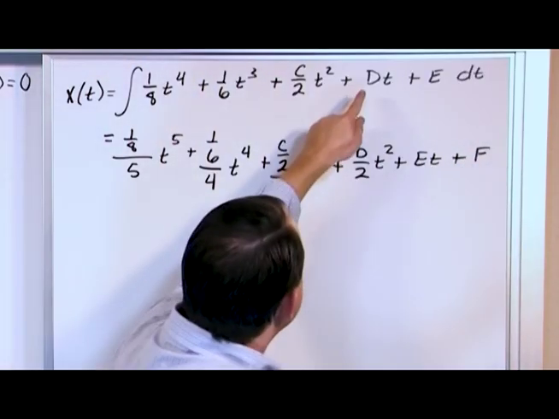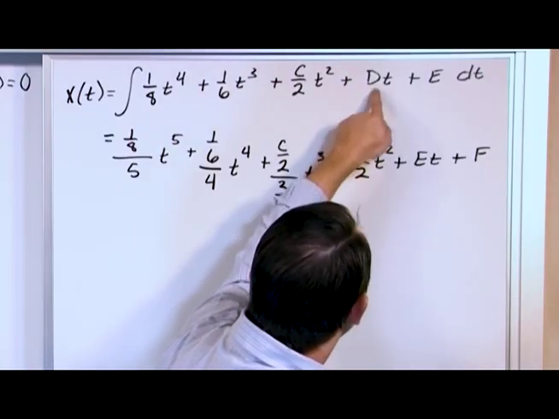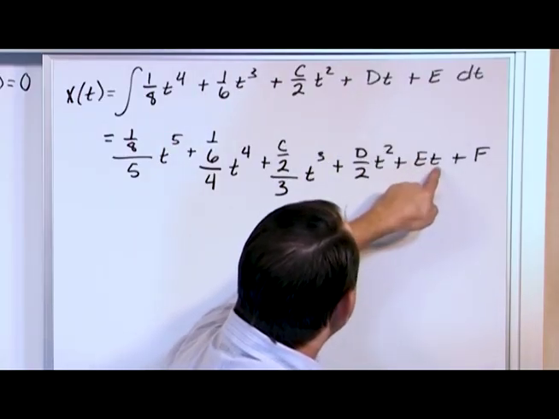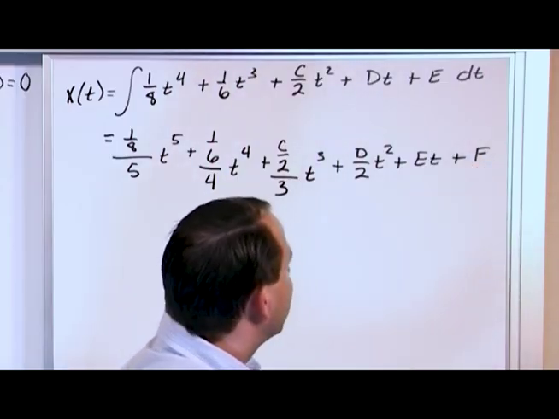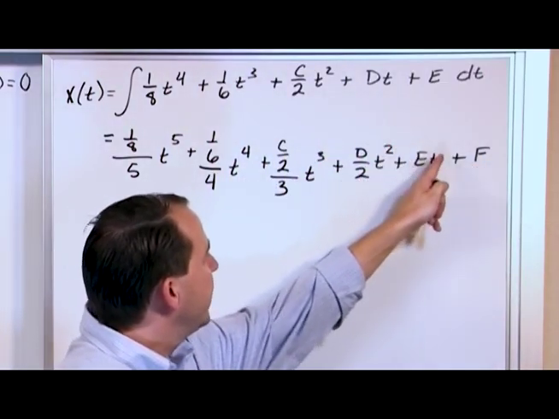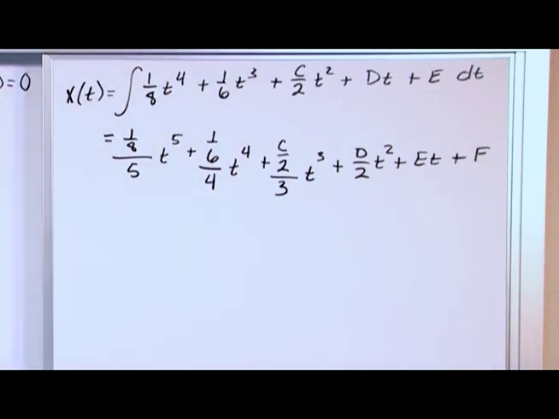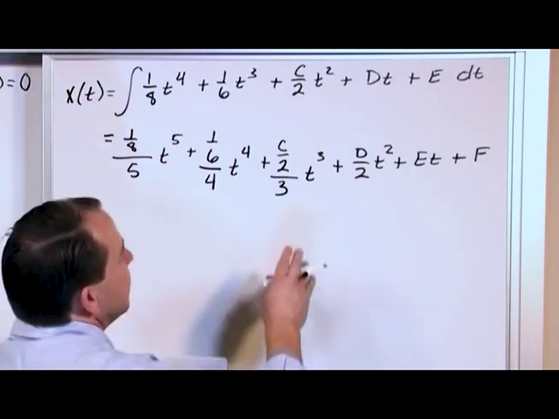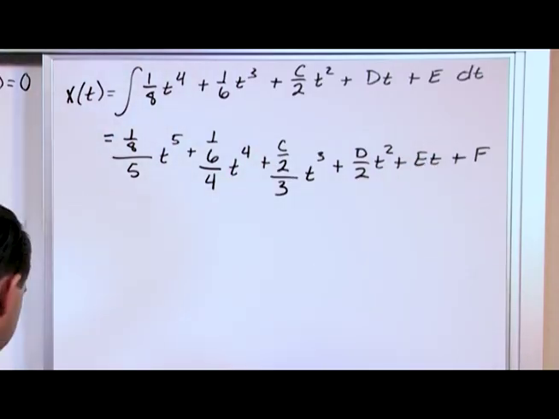I kind of went fast at the end. This is just d over 2 t squared. The integral of e is just e times t. That's the end of it. And then I have another constant of integration. So notice how many constants I have: 1, 2, 3, 4. Notice it's a 4th order differential equation. So you're always going to have the same number of constants as the order of your differential equation.